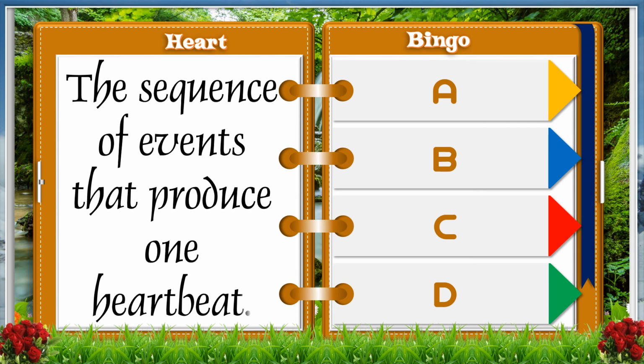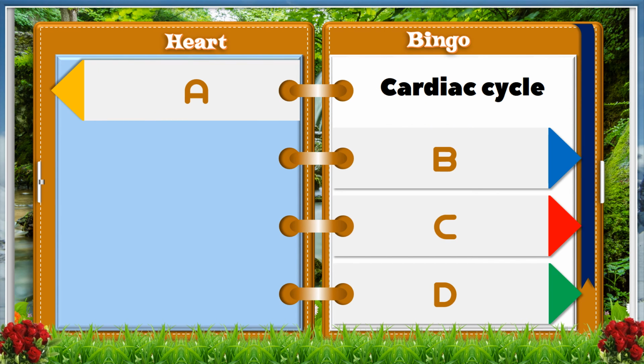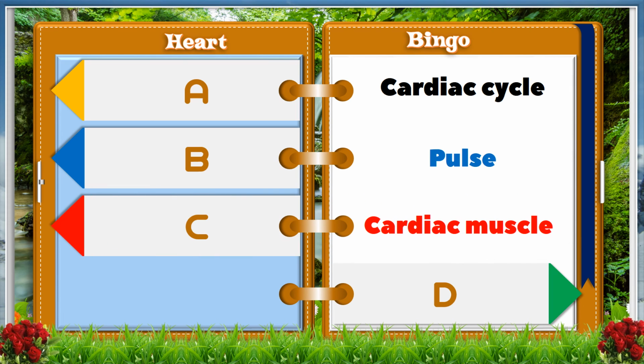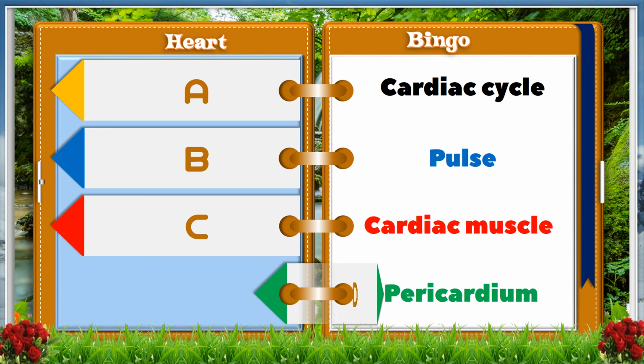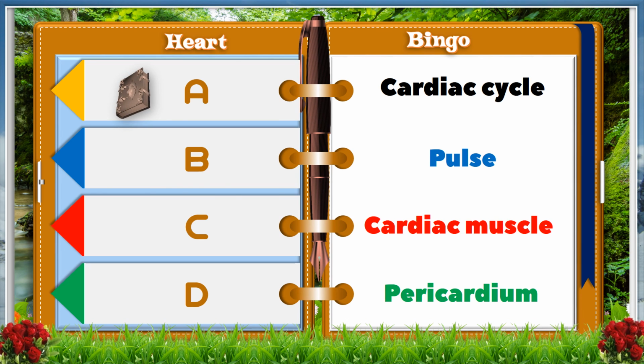The sequence of events that produce one heartbeat. A. Cardiac cycle. B. Pulse. C. Cardiac muscle. D. Pericardium. And the answer is A. Cardiac cycle.